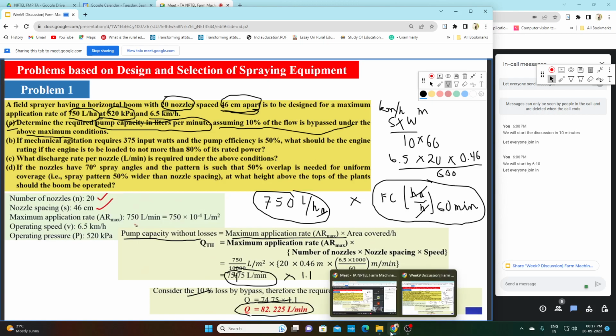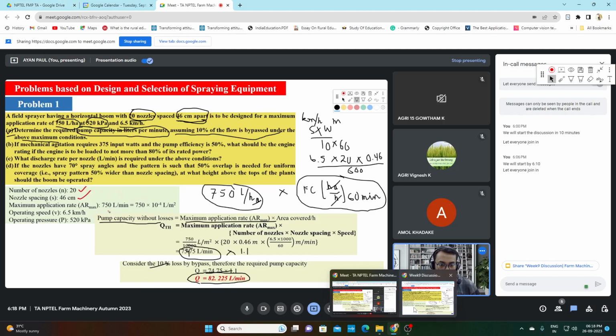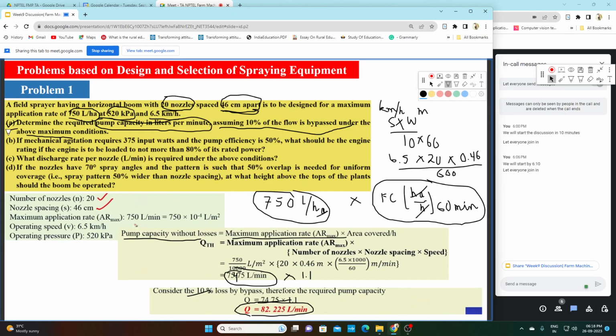Any doubt in this part? You may please ask. Any doubt? Okay, so I guess no doubt in this. Let me move forward. So our first part is over.